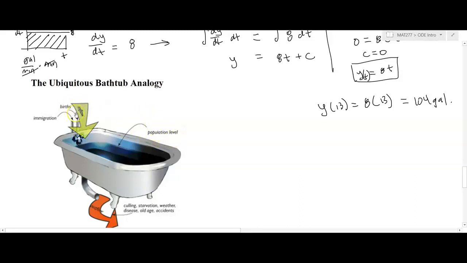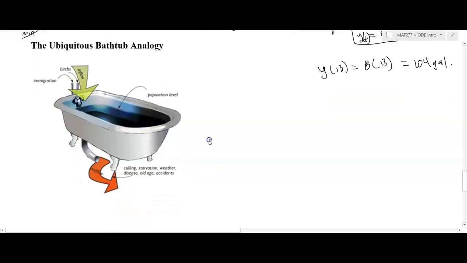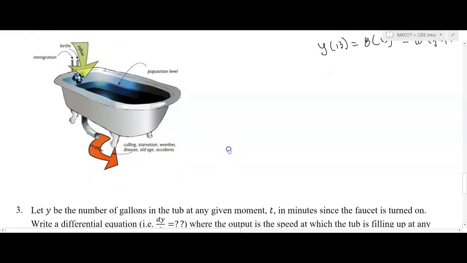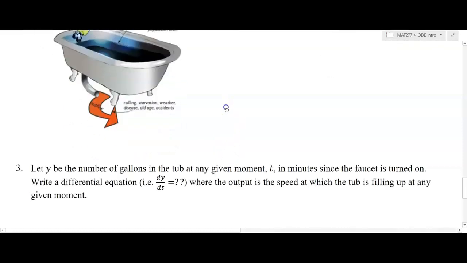The inflow, which you can think about as the water coming into the tub, could be things like births, immigration. You might have multiple sources that feed water into your tub that make your population level rise. On the outflow or the drain, these are any things that will affect your population in a negative way. So culling, starvation, weather, disease, old age, accidents. Culling, if you're talking about fish, could be fishing. If you're talking about elk, it could be hunting. Culling is the process of removing creatures from the population.